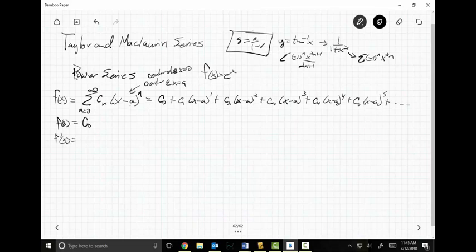Well, let's look close. F prime of x, that term's going to go away, and I'm going to get 1 times c sub 1 times x minus a to the 0, plus 2c sub 2 times x minus a to the first, plus 3c sub 3 times x minus a squared, plus 4c sub 4 times x minus a cubed.